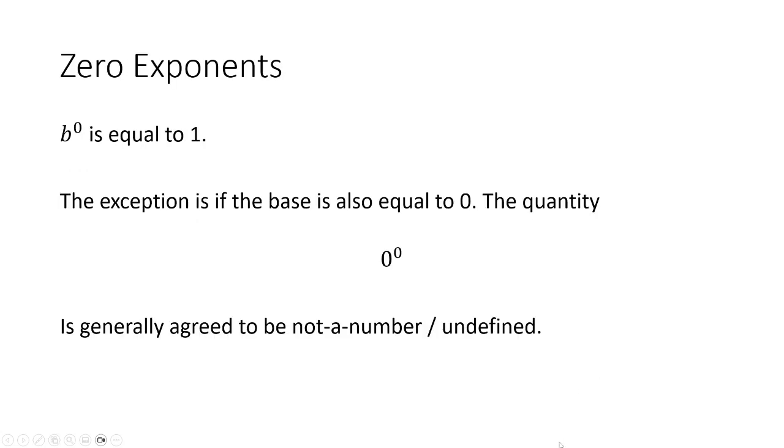It's also possible to have an exponent which is equal to 0. In general, we agree that if you have a base raised to an exponent of 0, b to the power of 0 simplifies to 1. The only exception is if the base and the exponent are both equal to 0. It's hard to come up with a number that makes sense for this quantity, so we generally agree 0 to the power 0 is undefined.